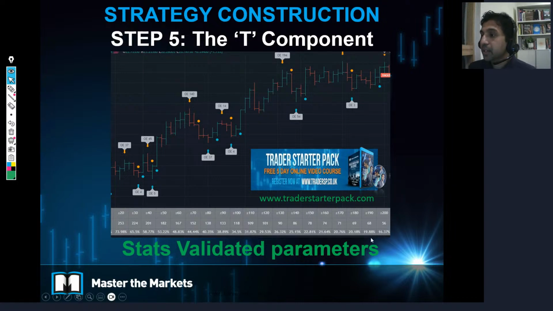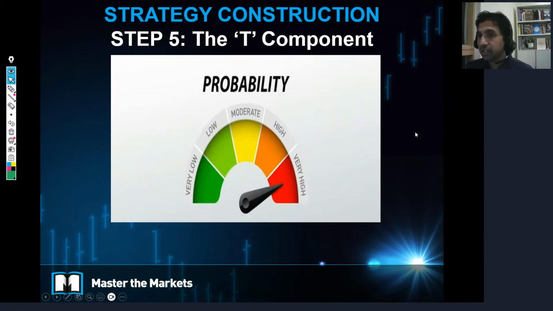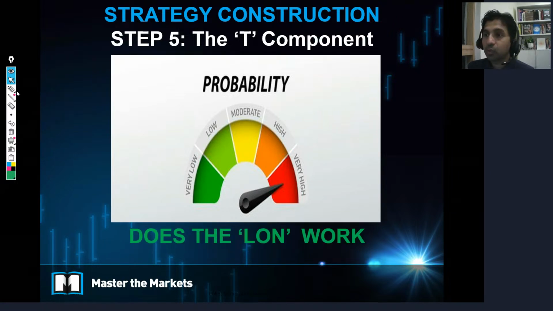Okay, traders, the final thing I want to tell you is that finally, when you incorporate all of this into your strategy, as I said, you should think in terms of probability, but the main question you should be asking is, does the law of numbers work? Does the law of numbers work, right? What do I mean by that? Some of you may be asking, what do you mean?